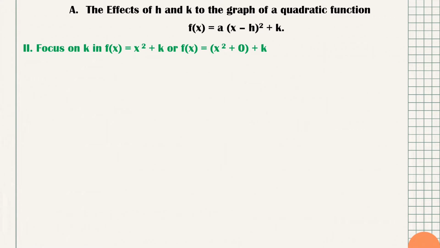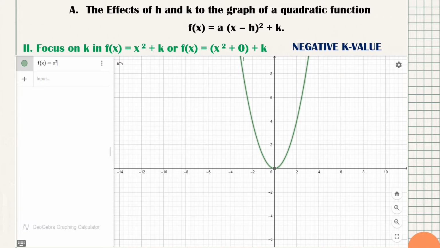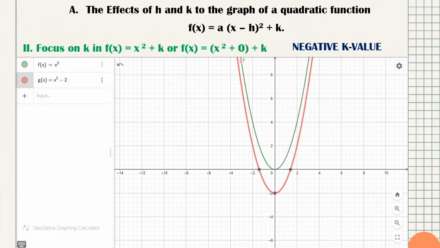Now, in this function, we are considering how a negative k value changes the graph of a basic quadratic function. Again, let's graph our parent function, which is x squared. Then, if our negative k value is equal to negative 2, the equation will be x squared minus 2. The graph of x squared minus 2 is the red line on the graph. It has a vertex of 0, negative 2.